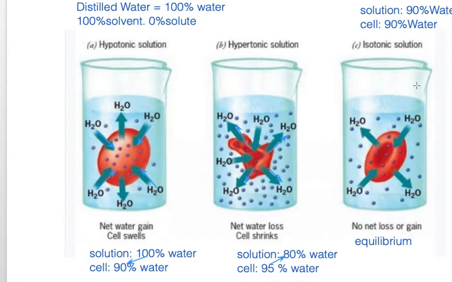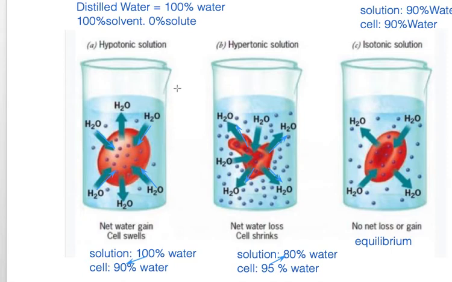When you are looking at an isotonic solution, you're looking at the beaker to the far right. Here, the cell is balanced because the solution has the same amount of water percentage as the cell. And when you have that, there's no net loss or gain. It is said to be at an equilibrium.